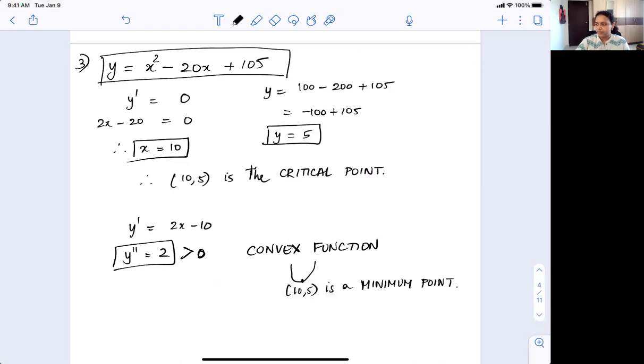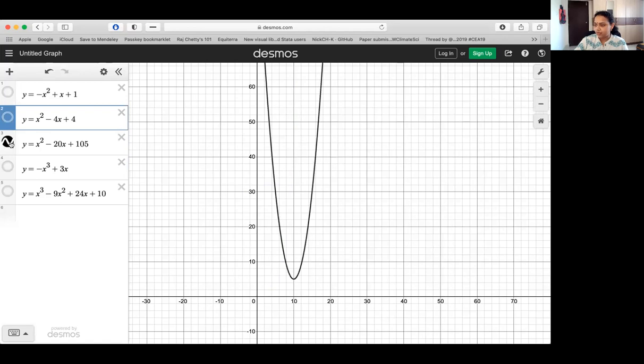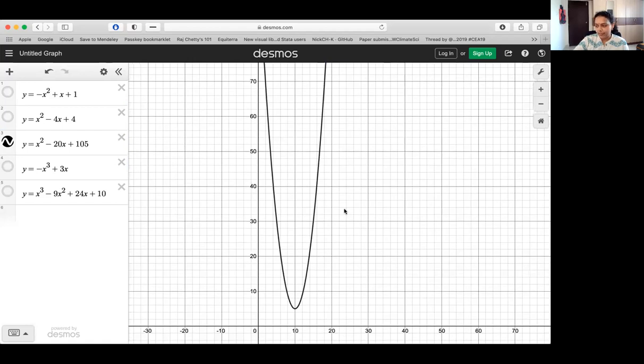Let's go ahead and look at a graph of this function as well. So back to this. I will uncheck the earlier graph and open the next one. So this is the graph of the function y is equal to x squared minus 20x plus 105. And you see how this is a proper U-shaped function. The critical point that we found out was 10, 5. Is that a minimum? Absolutely. You see the parabola takes on a minimum value at 10, 5.